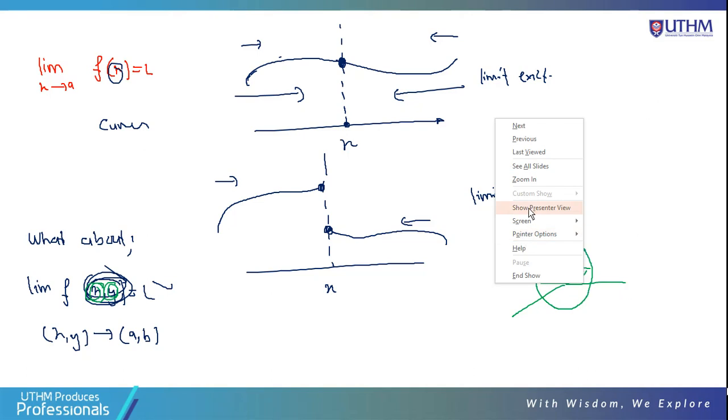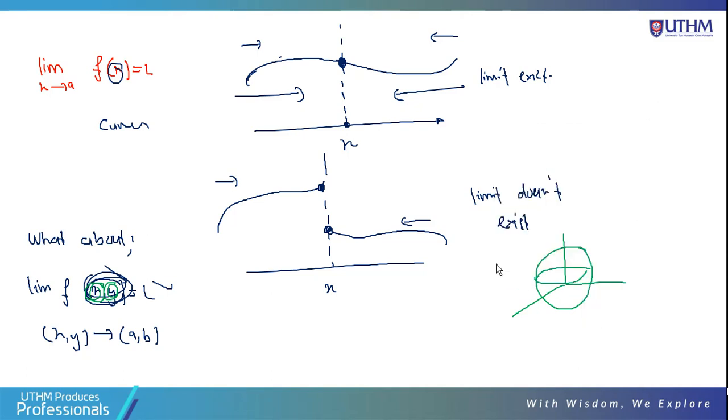So how can we determine whether the function exists at this point? Let's say this point has x and y equal to 1 and negative 2. How do we know whether the function at this point exists or doesn't exist?